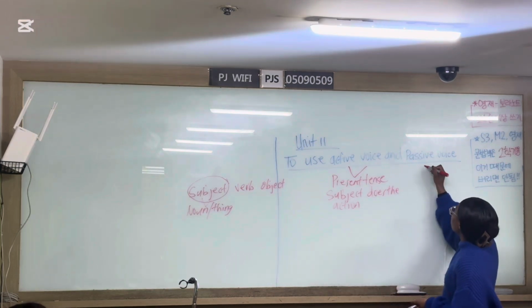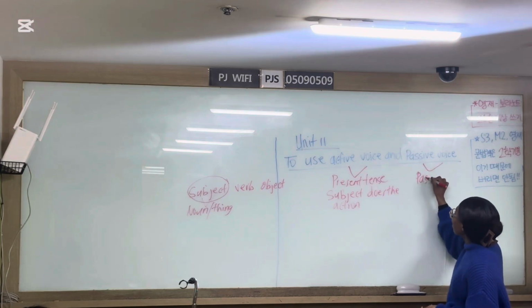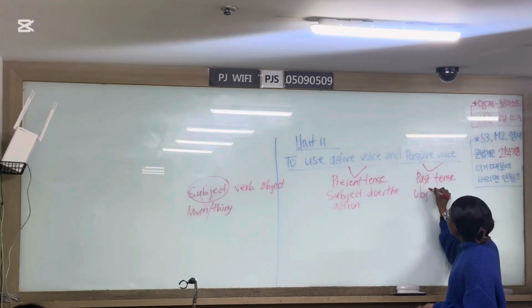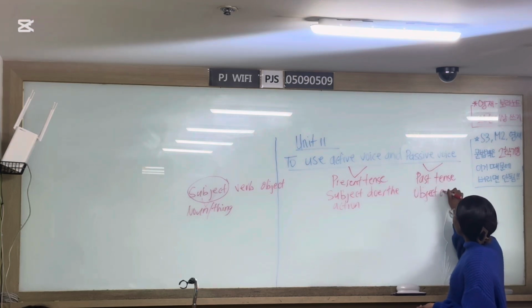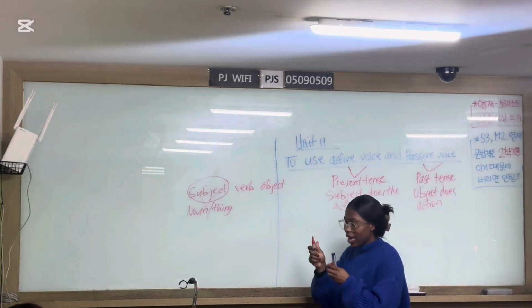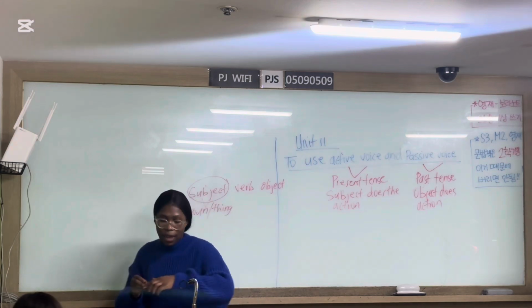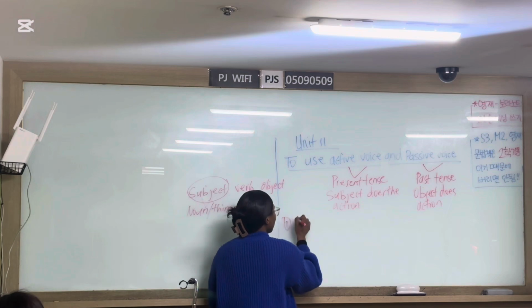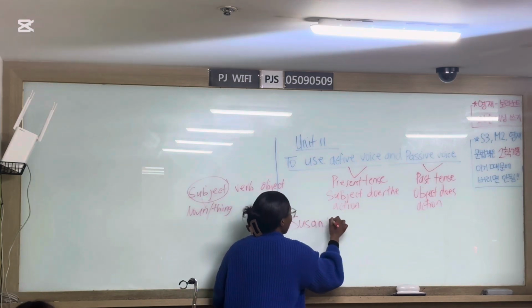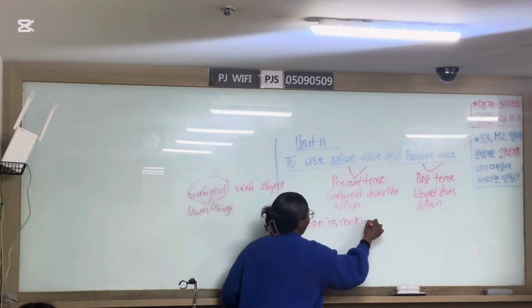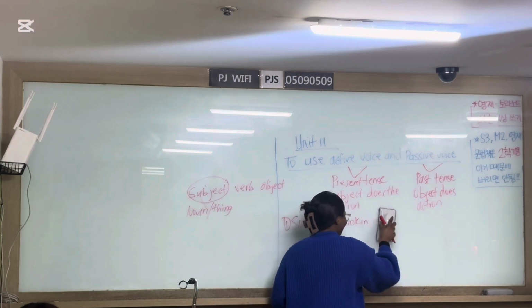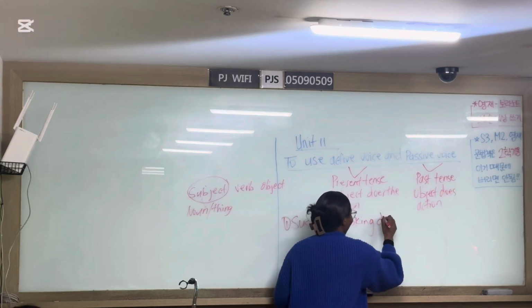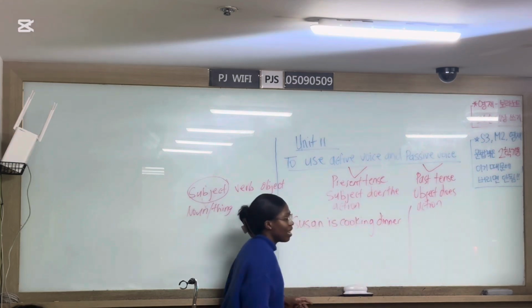Whereas passive voice uses the past tense. And the object does the action. The object does the action. Let's make examples so that everything will be clear. For example, let's say Susan is cooking dinner. Cooking dinner. Okay? And then now we have to change it.